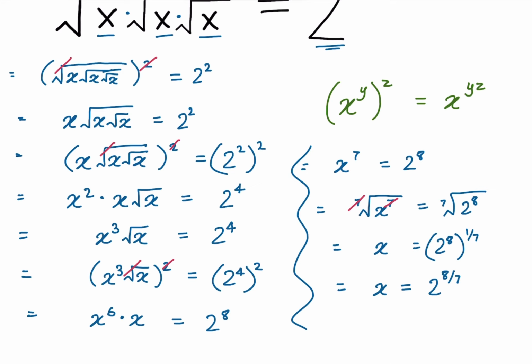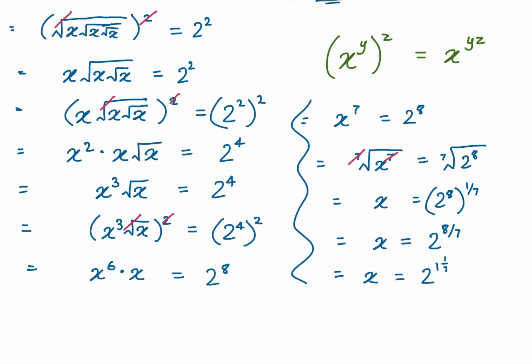Now this is our final answer. You can simplify this even further and write this as x is equal to 2 to the power 1 over 7, which can also be written as x is equal to 2 times 2 to the power 1 over 7. So this is our final answer.